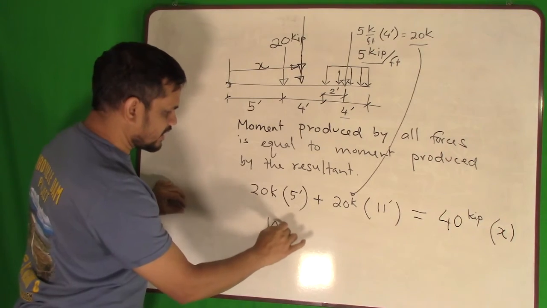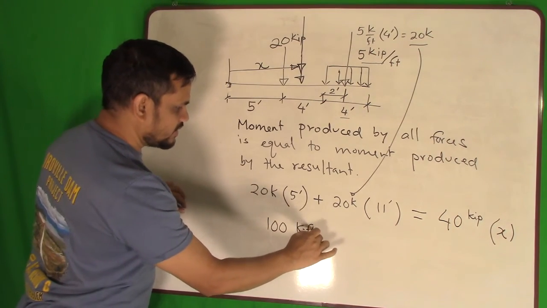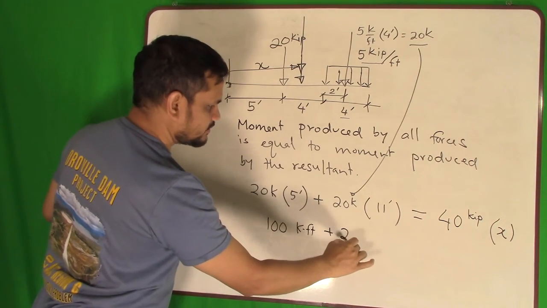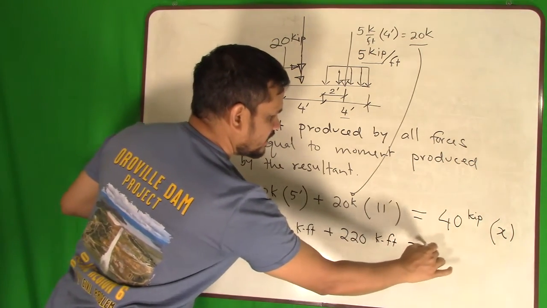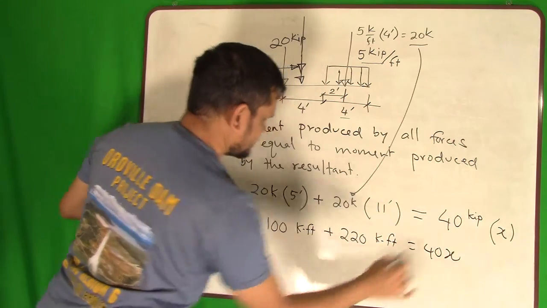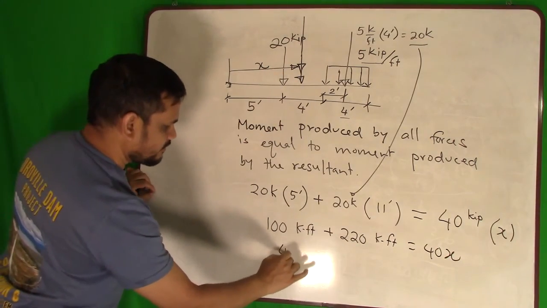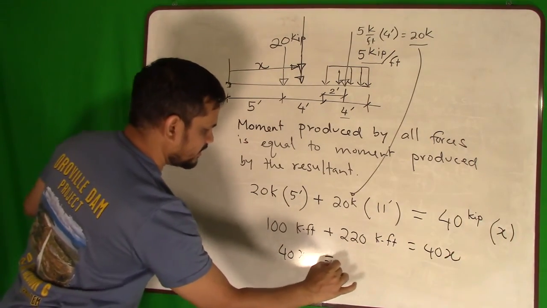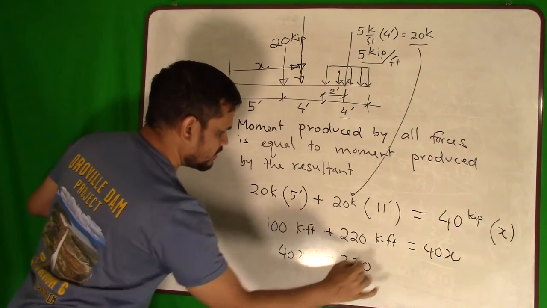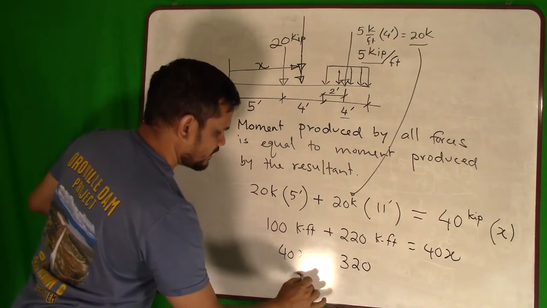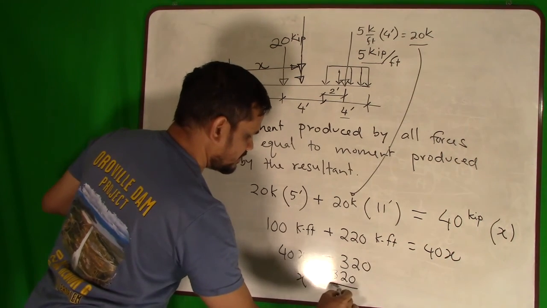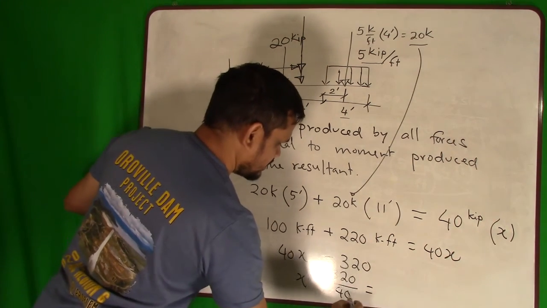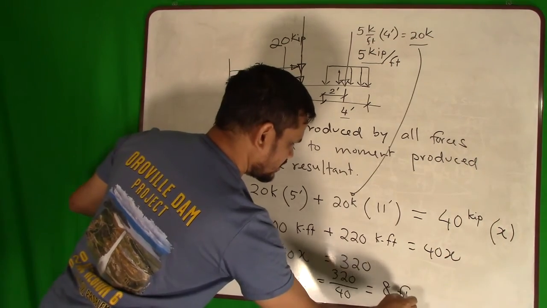Here it is 100 kip feet. Here it is 220 kip feet, equals 40x. If I sum up, 40x will be 320. Then x will be 320 divided by 40. So I got 8 feet.